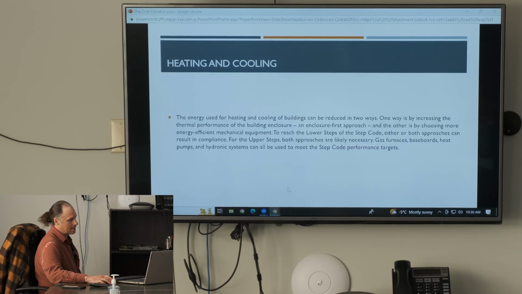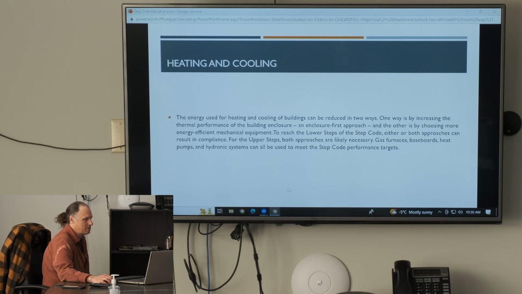Heating and cooling. The energy used for heating and cooling in buildings can be reduced in two ways. One way is by increasing the thermal performance of the building enclosure, an enclosure first approach. We've talked about that before. And the other is by choosing more energy efficient mechanical equipment. To reach the lower steps of the step code, either or both approaches can result in compliance. For the upper steps, both approaches are likely necessary. Gas furnaces, baseboards, heat pumps, and hydronic systems can all be used to meet the step code performance targets.